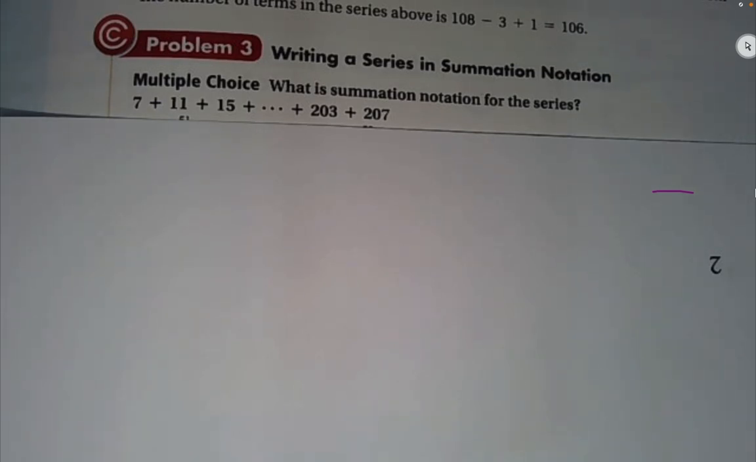So I'm going to find a formula, and then I'm going to use summation notation. For my formula, I take my first term. What's my first term here? 7, plus n minus 1. We are trying to find a formula. I want my variable to stay in this, okay?